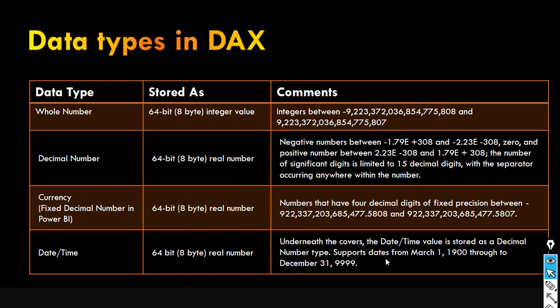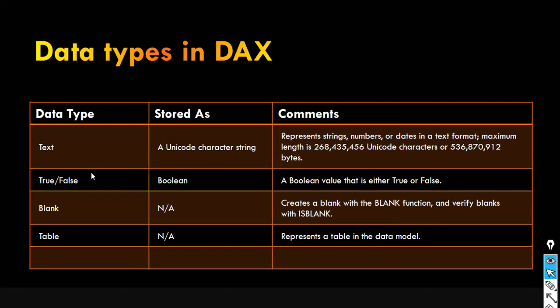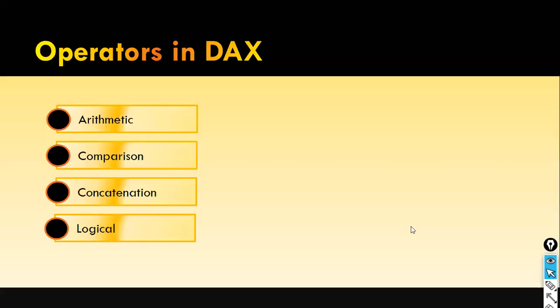So under the cover, you can store values anywhere between March 1, 1900 and 9999. Beyond this, you cannot store the value. Before this, you cannot store the value. And these are the text data type and blank. These are the different data types, right?